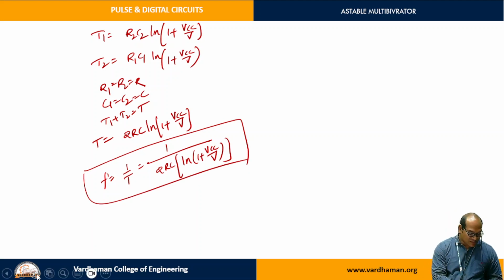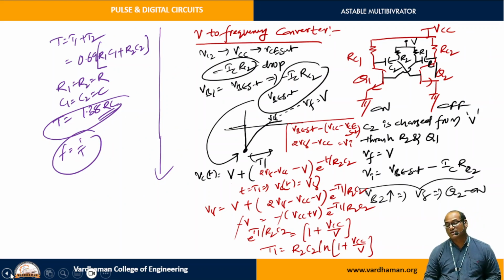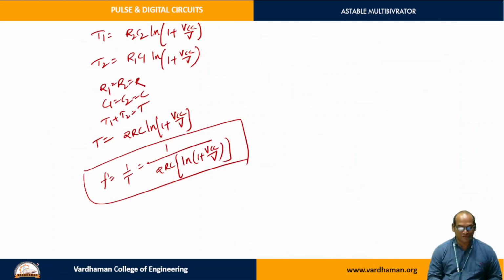So what is the advantage of doing this compared to the previous original circuit? Here, what is the main change we have made? Instead of connecting R1 C1 to VCC directly, we have connected to the new supply capital V. Because of this same derivation, the frequency you are getting is in terms of capital V, and VCC is anyway the supply. So based upon capital V, now the frequency is decided.